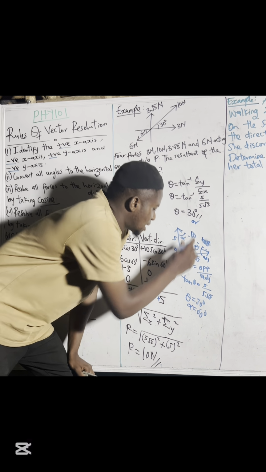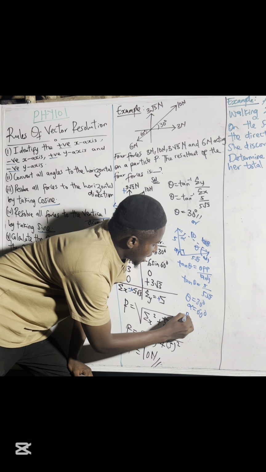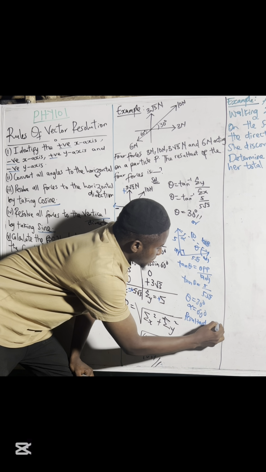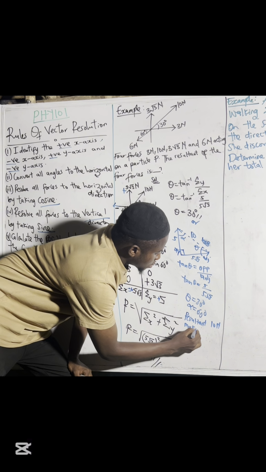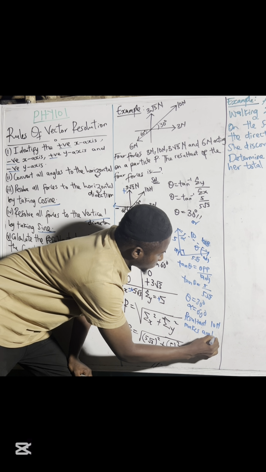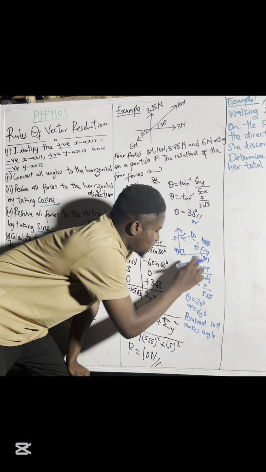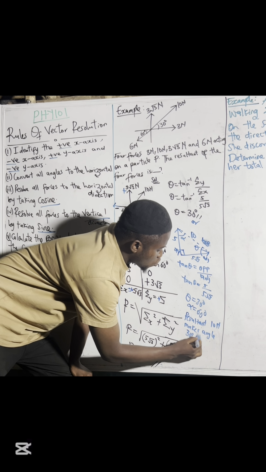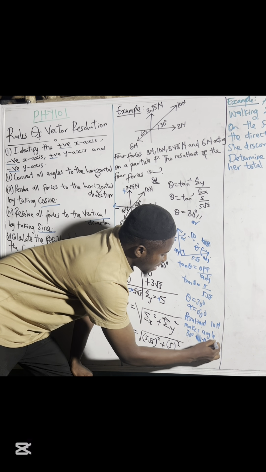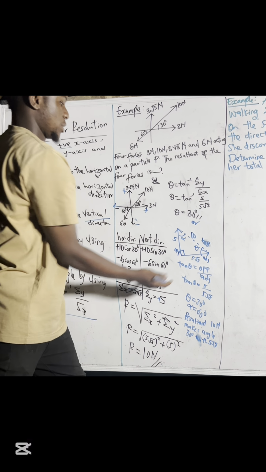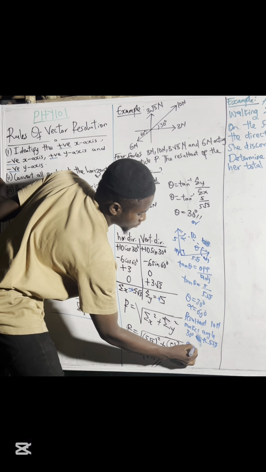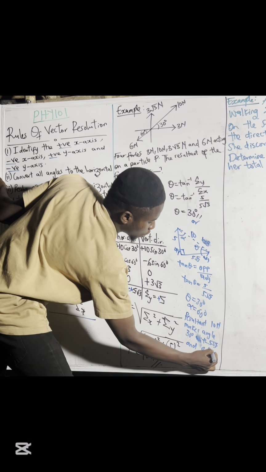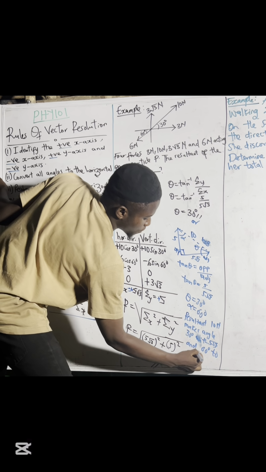I can say the resultant, 10 Newton, makes angle 30 degrees. This is theta, to the 5 root 3. It makes angle 30 degrees with the 5 root 3, the first force. And 60 degrees, you know our alpha is 60 degrees, to the 5 Newton.